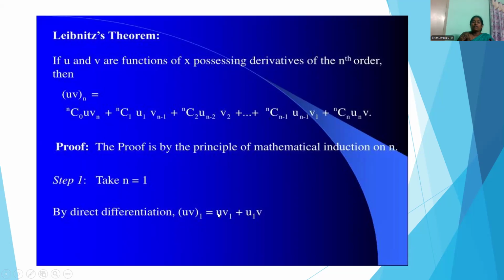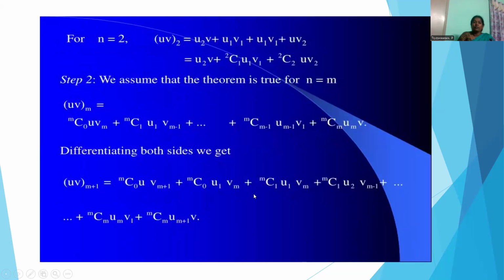We consider u as a constant and differentiate v, we get uv1, plus we consider v as a constant and differentiate u, we get u1 v. Finally, we have the first derivative of uv is equal to uv1 plus u1v.